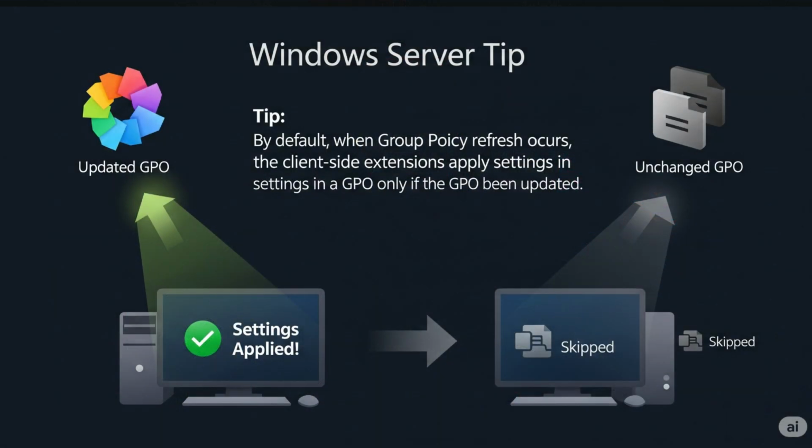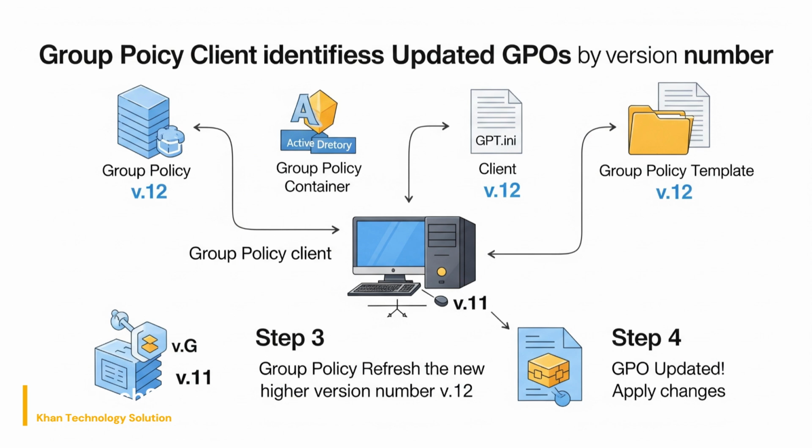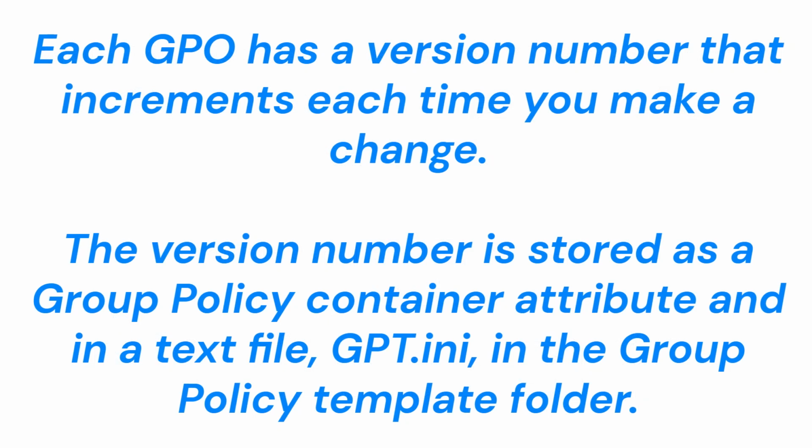Tip: by default, when group policy refresh occurs, the client-side extensions apply settings in a GPO only if the GPO has been updated. The group policy client can identify an updated GPO by its version number, as the following describes. Each GPO has a version number that increments each time you make a change. The version number is stored as a group policy container attribute and in a text file, GPT.INI, in the group policy template folder.